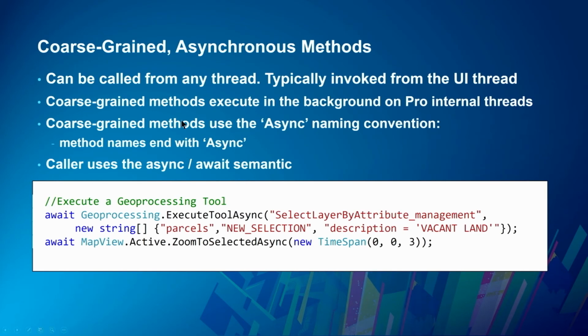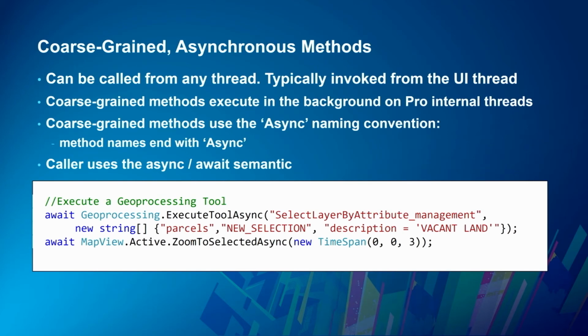That means that the names of a coarse-grained function always end with the word async. And callers can use the async await semantic to pretty much fiddle with the nature of these functions. I'm explaining this with a little code snippet below. You can see I execute an asynchronous geoprocessing function. It's a tool to perform a selection with a specific where clause.